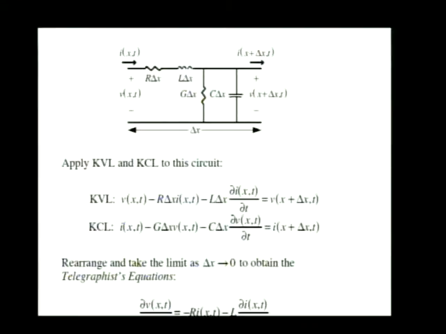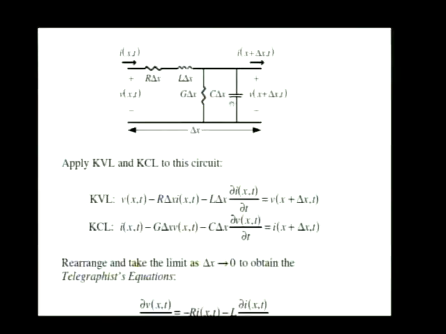How about the current? Well, the current coming out is going to be the current coming in minus any current that goes through that branch minus any current that goes through that branch. So I of x plus delta x and t is going to be I of x minus G delta x times v. Remember, I is G times v. G delta x times v in our case.